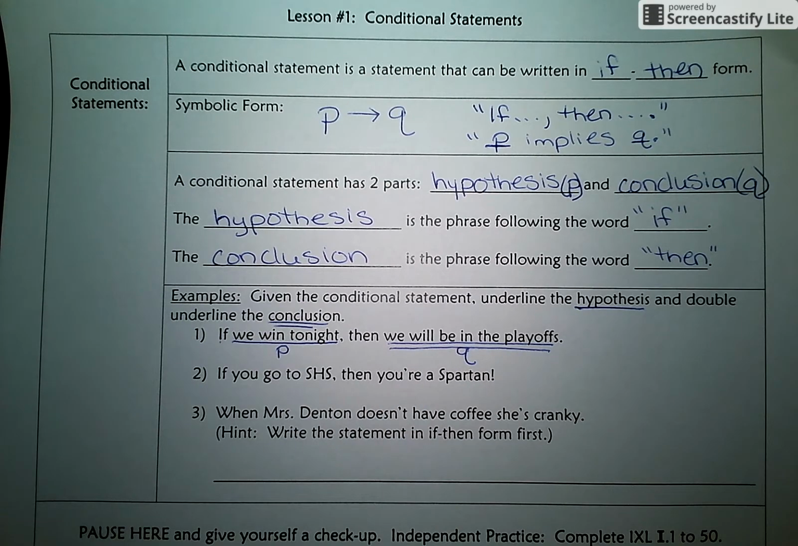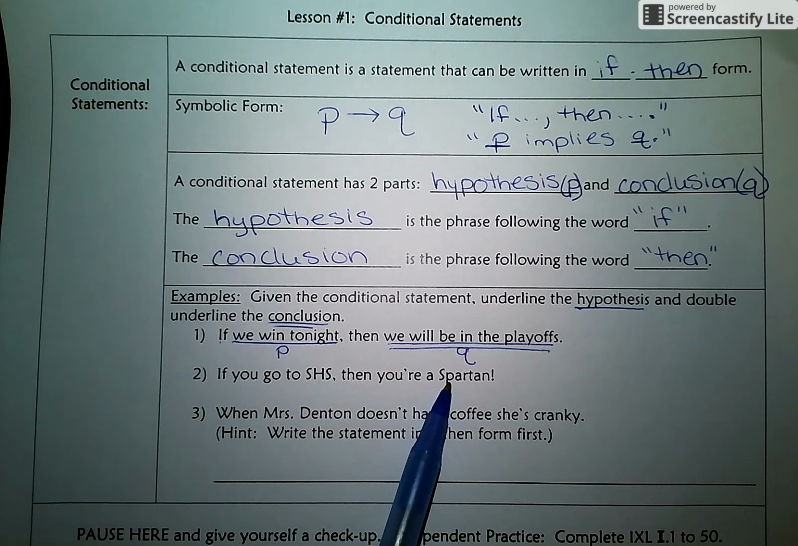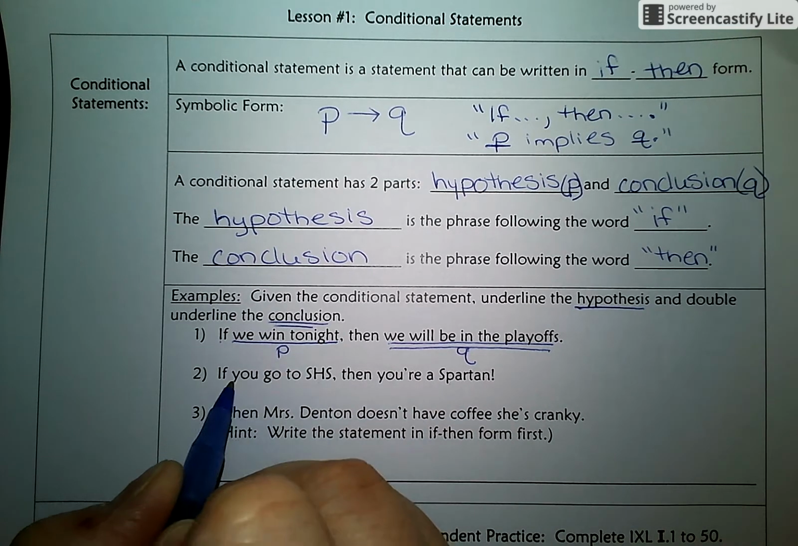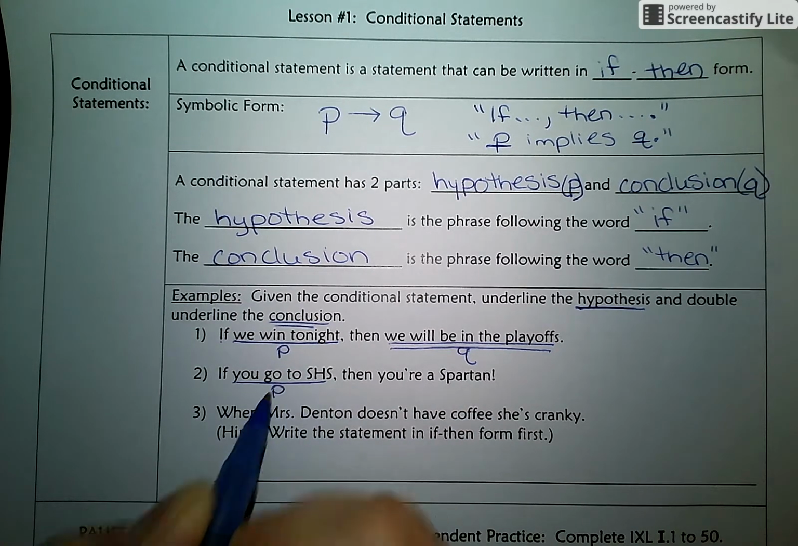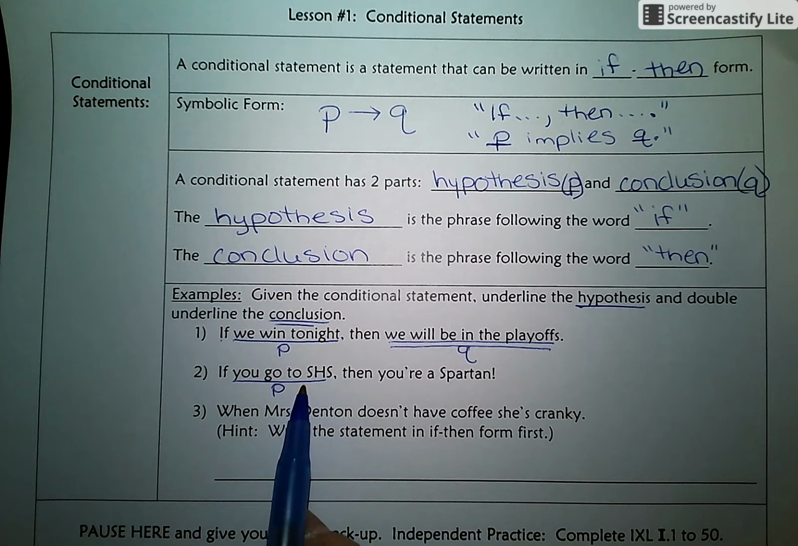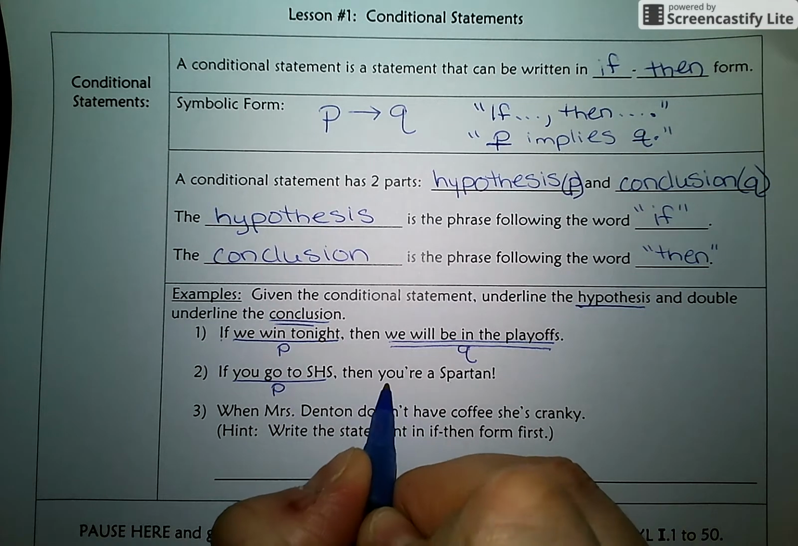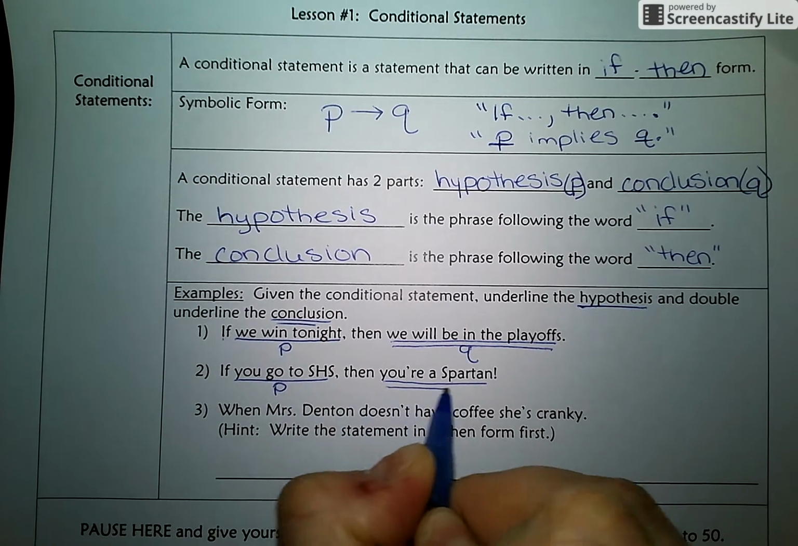to represent the conclusion. So in this sentence, we win tonight is the hypothesis. The conclusion of that is we will be in the playoffs. Here's another one. If you go to SHS, then you're a Spartan. The hypothesis is that you go to SHS. If that part is true, then we can conclude that you are a Spartan.